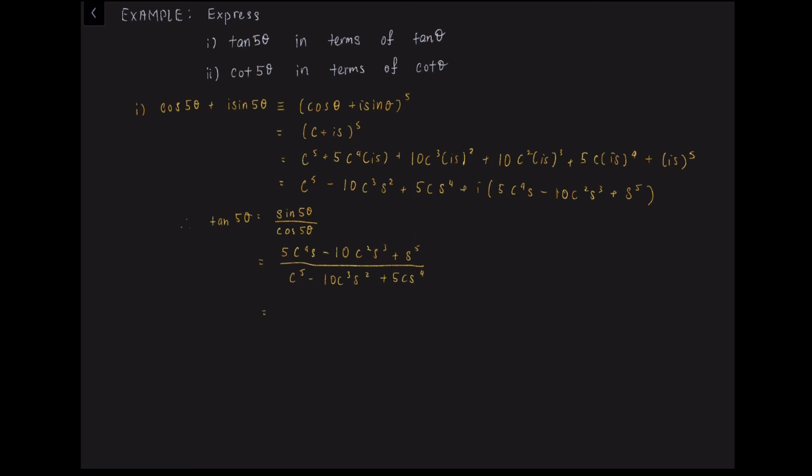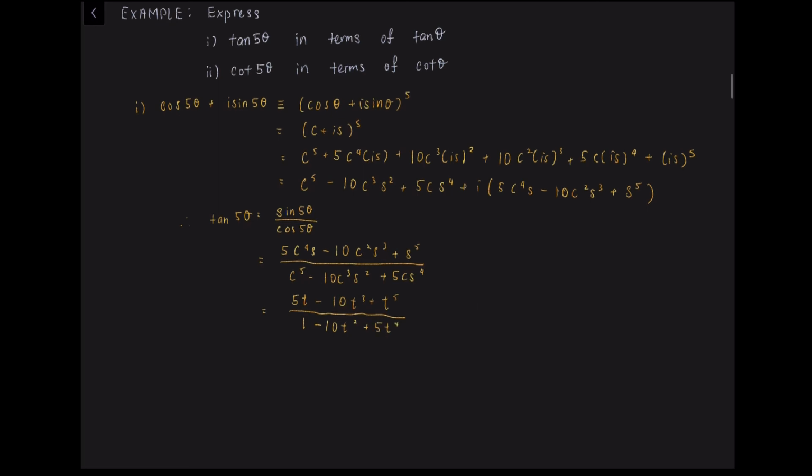But we want it in terms of tangent theta. So we divide the numerator and the denominator by c to the power of 5, where t is the tangent theta. And we can then substitute the t back in terms of tangent theta.